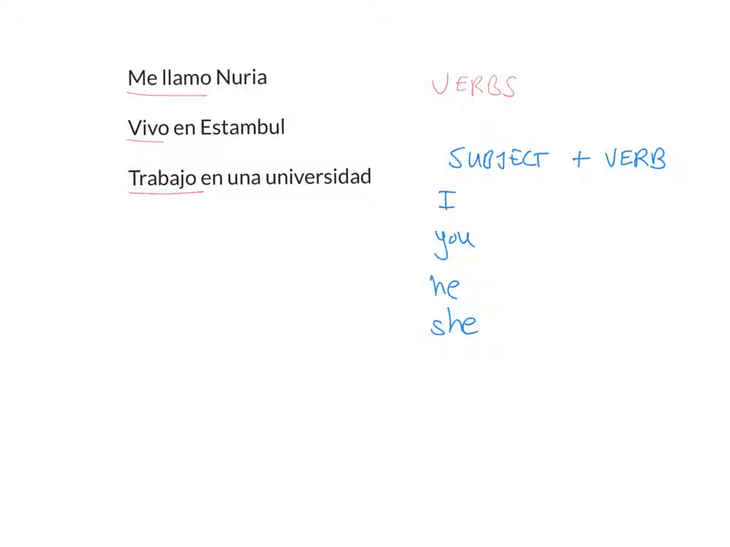Look at the sentences we studied. The verbs or actions are me llamo, vivo, trabajo. Now we know that in any phrase usually there is a subject like I, you, he, she, and a verb. In Spanish, these are yo, tú, él, ella.